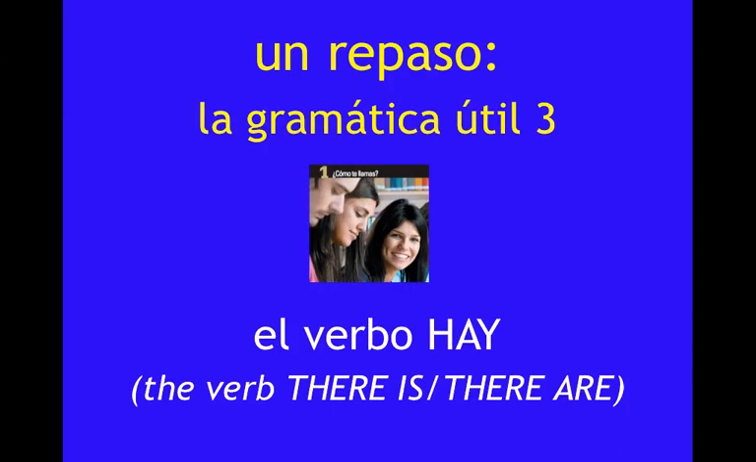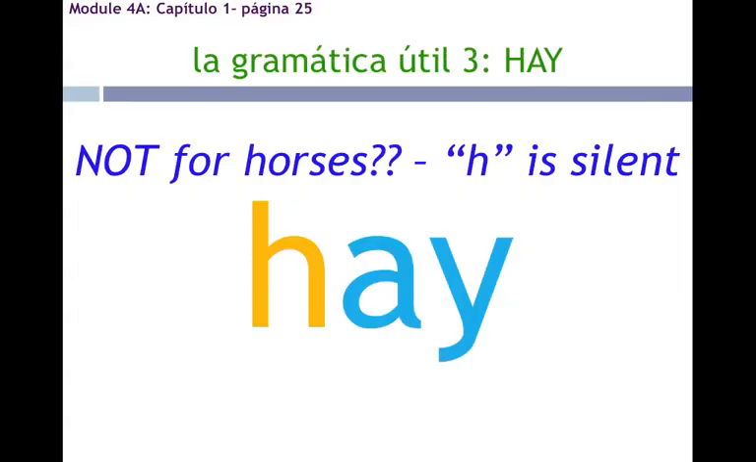So let's begin with un repaso de la gramática útil 3, a review of the useful grammar 3, el verbo hay, there is, there are, hay. Do you remember how to pronounce hay? That's right, it's not like hay for horses, the H is silent. So repitan por favor, hay.